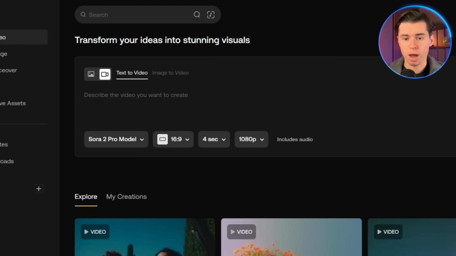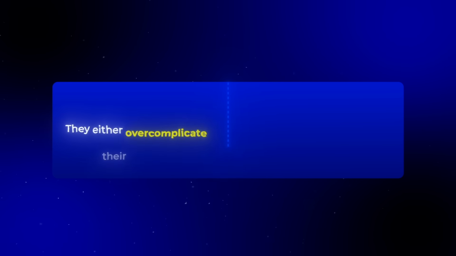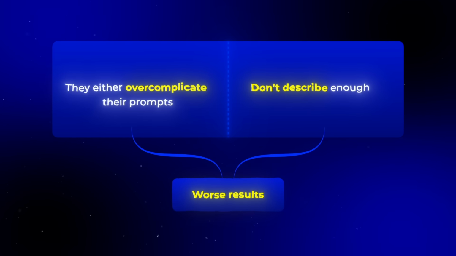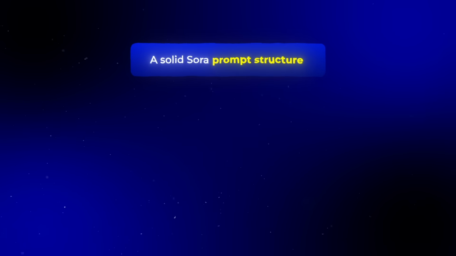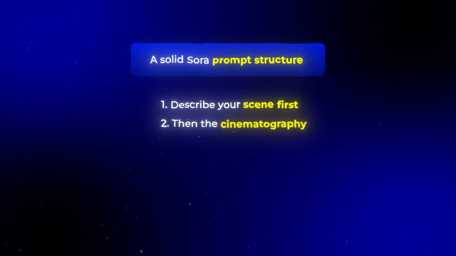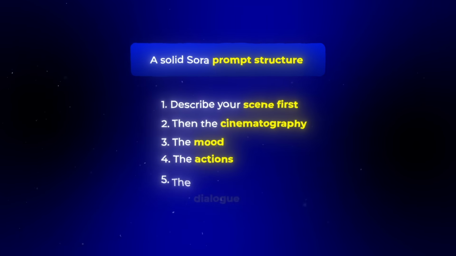They don't really know how to prompt for Sora 2, and from what I've seen, people usually fall into two buckets. They either overcomplicate their prompts or don't describe enough, and both of those lead to worse results. So how do you actually write a good prompt for Sora 2? A solid Sora prompt always follows the same structure. Describe your scene first, then the cinematography, the mood, the actions, the dialogue, and at the end the sound. Let's go through each of those quickly.